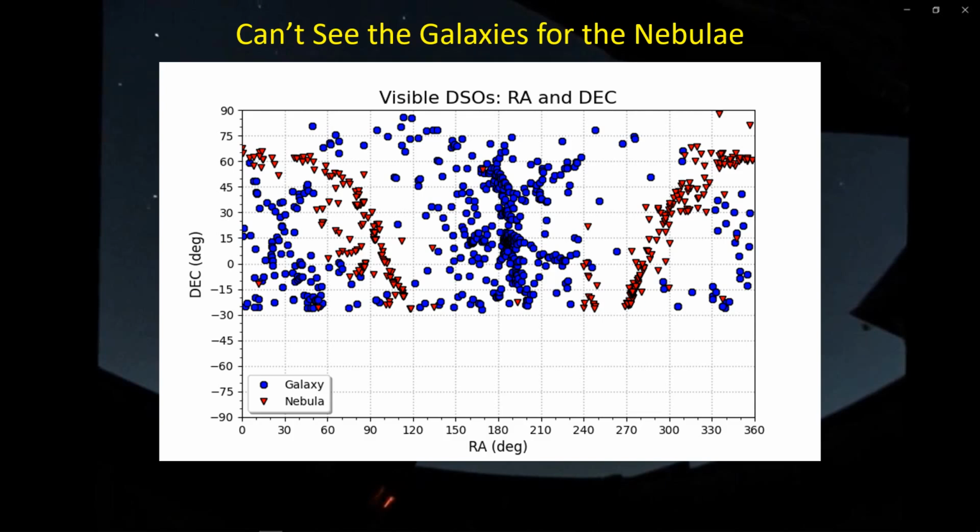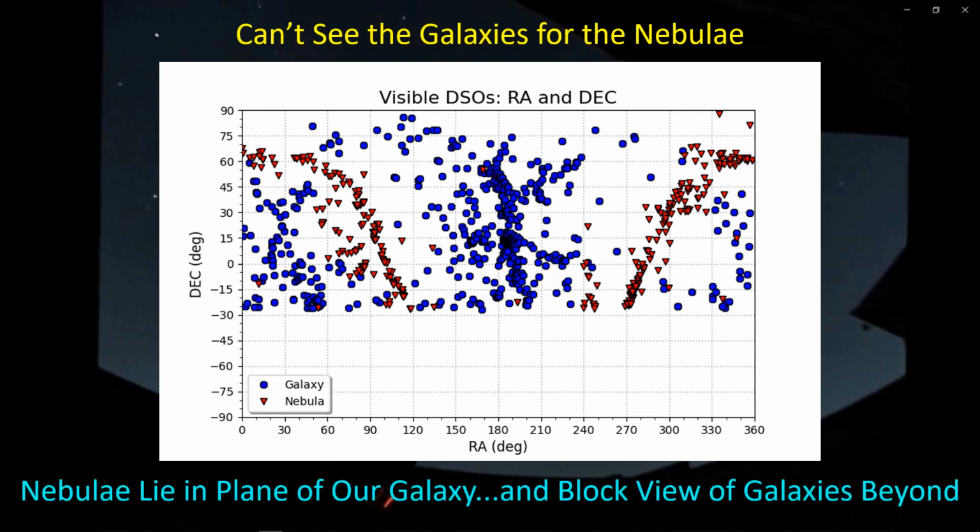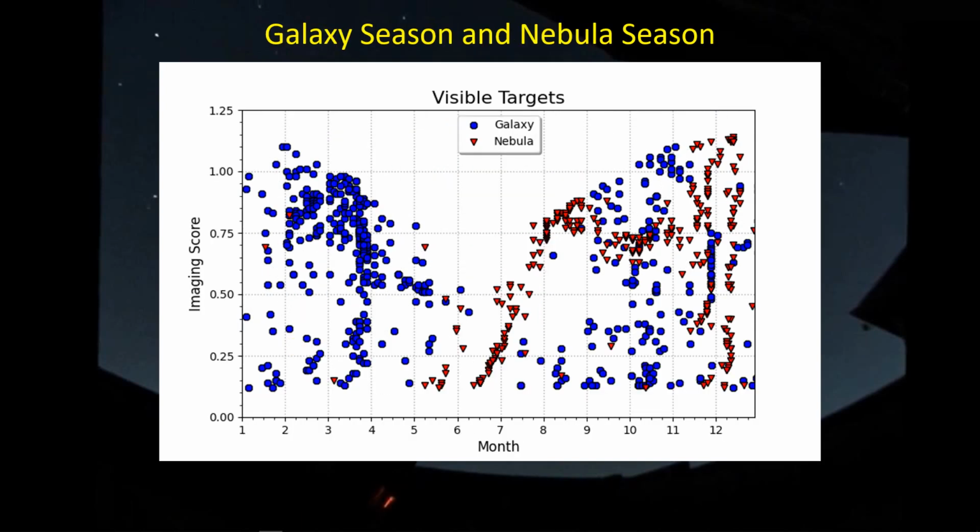And because they are in our galactic plane, we can't see through those nebulae, the interstellar gas, to see the galaxies beyond. So that's why we don't tend to see galaxies where there are nebulae, and we don't tend to see nebulae where there are galaxies, because the galaxies that we're looking at are above or below the galactic plane, so they're not obscured by dust. This is another big picture view. Again, in this case, it's plotted as a function of the day of the year, and we can again see galaxies and nebulae divided.